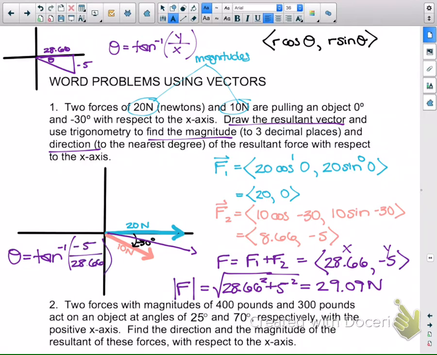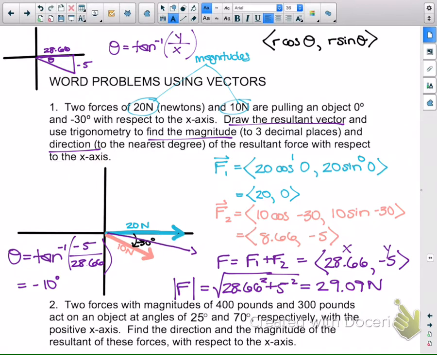28.66, and we're going to round to the nearest degree. This gives me approximately negative how many degrees? 10. Now, that should make sense conceptually to us. One was at 0 degrees. That was the bigger force. The other one was at -30 degrees. That was the smaller force. It'll be pulled closer to the larger one because that was the larger force. But it will be somewhere in between those two, logically speaking, for us.